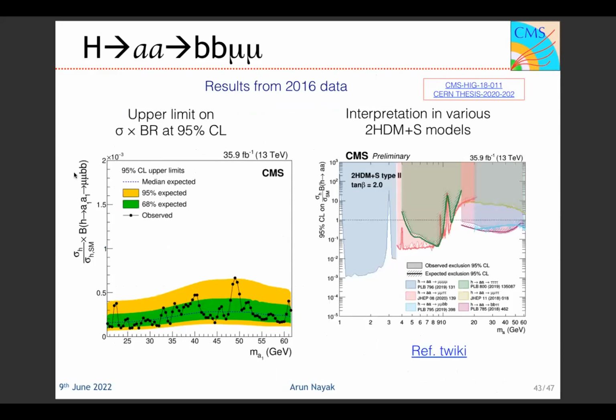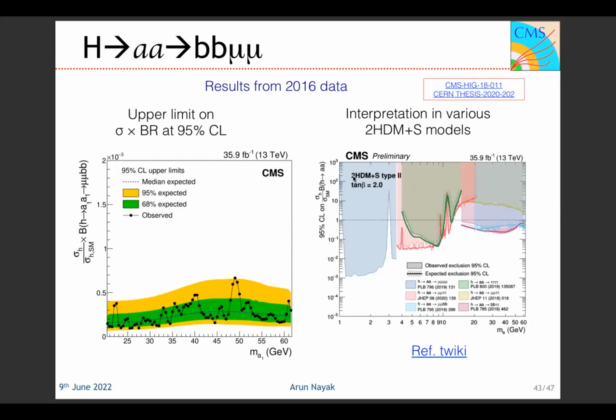So these were the limits on the production cross-section times branching ratio. Here the limits are normalized with respect to the cross-section from the standard model. There's already quite a stringent limit from the 2016 analysis, and there are a lot of fluctuations, but all of them lie within this 2 sigma band around the expected value. They have also added this result to the full interpretation of the Higgs to AA analysis, all of them combined together in 2016.